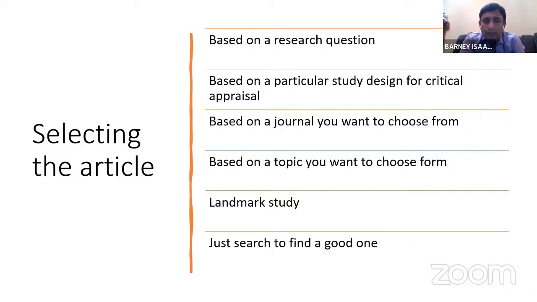It can be sometimes based on the study design, because for journal clubs, sometimes we assign, okay, today's journal club is going to be on a randomized control trial. So you look for randomized control trials. Or sometimes it can be.